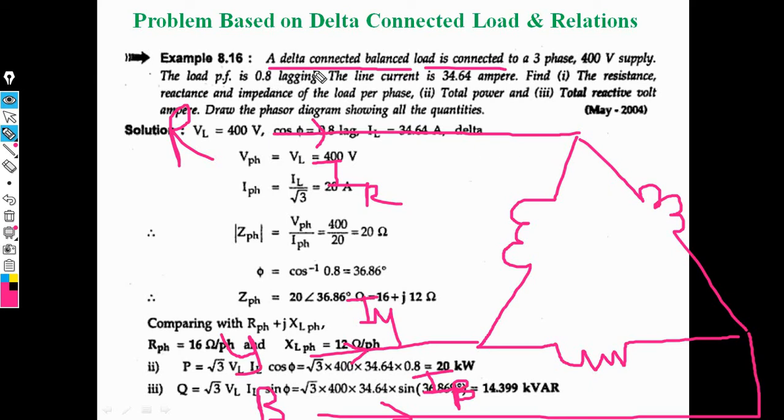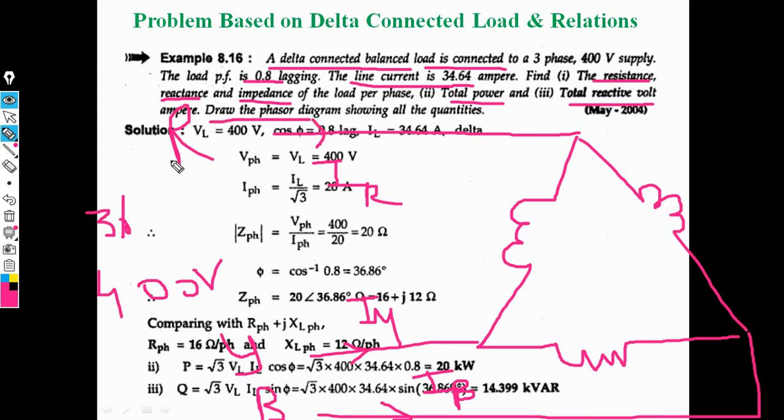Here a delta connected balanced load is connected to a 3-phase 400 volt supply, and its power factor cos phi is 0.8 lagging. The line current IL is given as 34.64 ampere. Find the resistance, reactance and impedance of the load. Then find the total power and total reactive volt ampere. Finally, draw the phasor diagram.